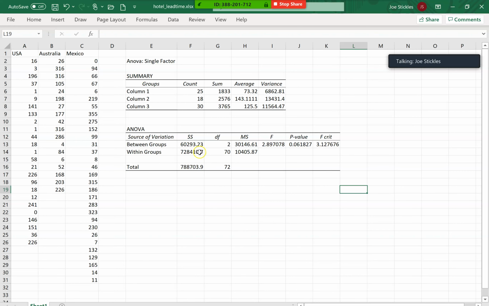Within groups, that is your SSE. So that's the sum of all of your individual differences there, your error sum of squares. That is n minus m. That was your degrees of freedom for that. So if you take the 25, the 18, and the 30, you get 73, and there are 3 treatments, so that's why there are 70 degrees of freedom there. Overall degrees of freedom is 72, that's n minus 1.